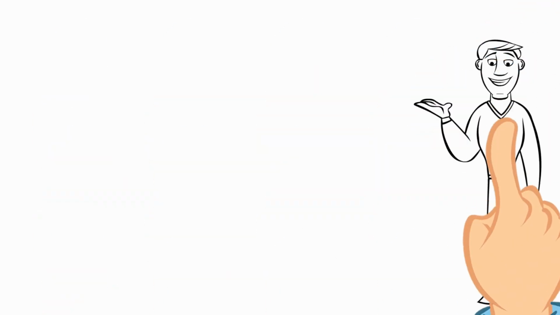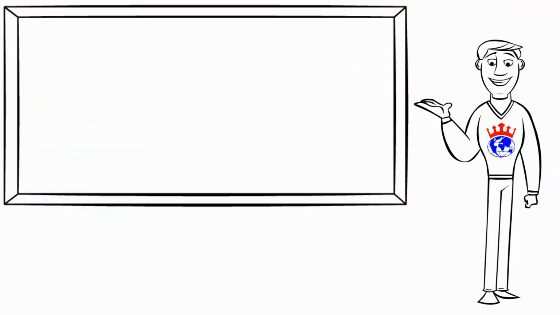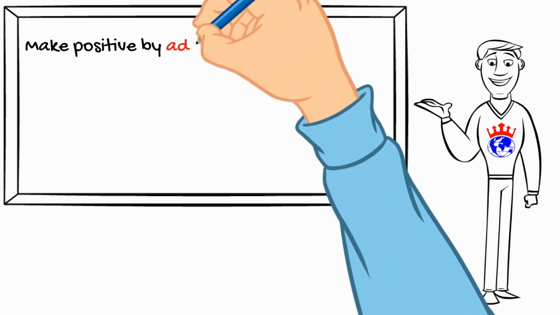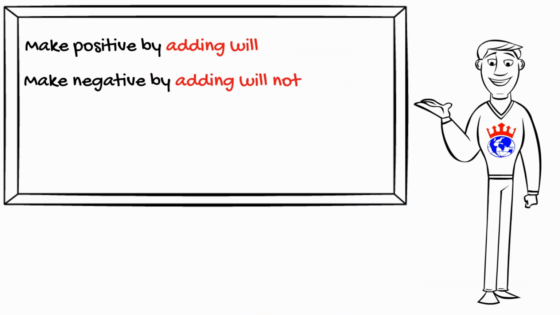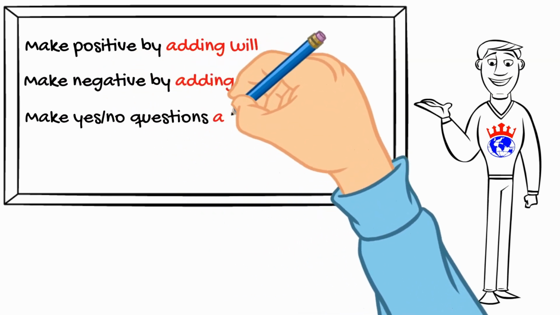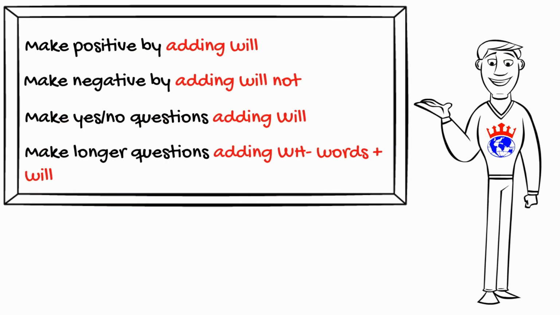Simple future sentences are very easy to make. We use will with the regular verb in many ways to make future. First, we can make positive by simply adding will, make negative using will not, make yes-no questions by adding will at the front of the sentence, and make longer questions using WH words plus will.